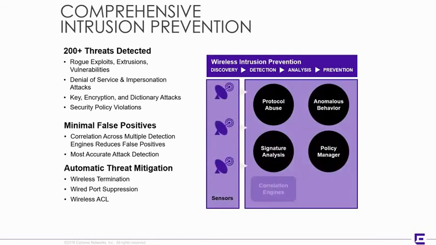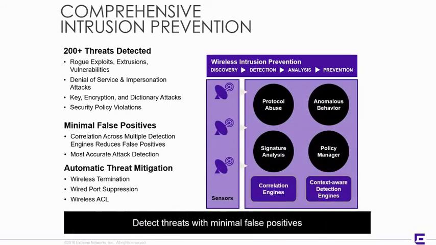The reason we can do this is we have 4 engines. The protocol abuse engine will detect various 802.11 protocol abuse. Then anomalous behavior. Basically, if a hacker tries to scan and all this, we can detect, okay, this is not a normal user. We can block that, right? And then the signature analysis, we have the 200 plus signatures, right? And then we have the policy manager that detects whether you have non-compliance.